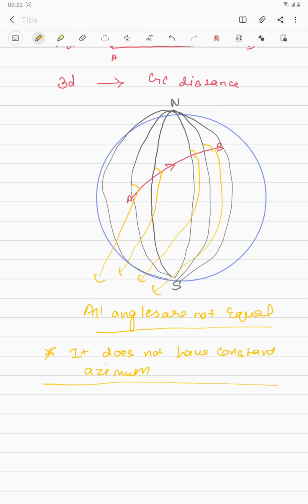But guys, you will have to change your track constantly. Meaning if you are flying from A to B, let me change the color, let me just take the blue. Going from this point to this point, you will have to follow a 50-degree angle. Going from this point to this point, you might have to change your angle to 60 degrees. Going from this to this point, it might be some angle, say 80 degrees, and going from this point to this point, it might be say 100 degrees. It is just an example to make you understand that if you follow a great circle distance, you will always have to change your track. It will never be a constant track, and that will be a headache for you.